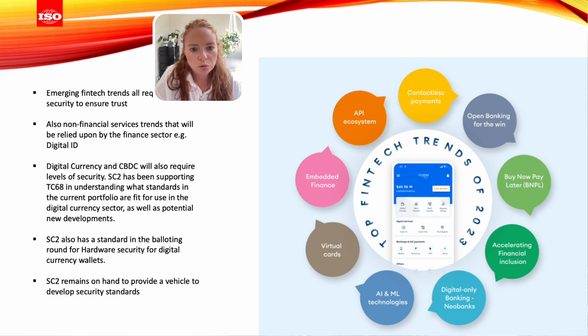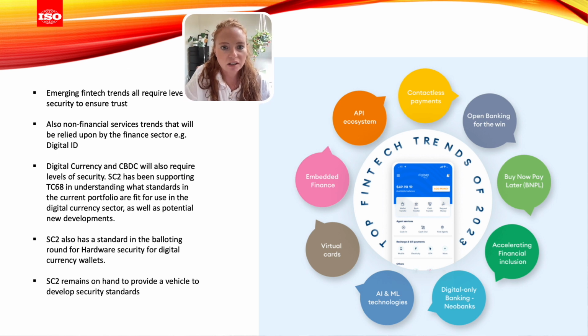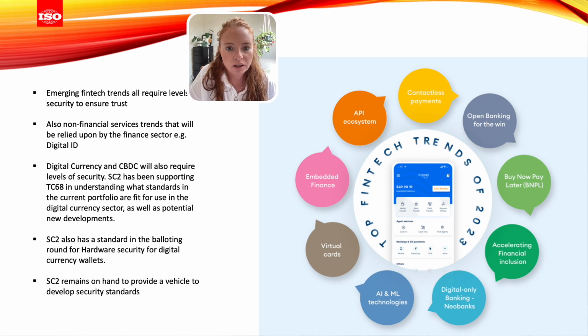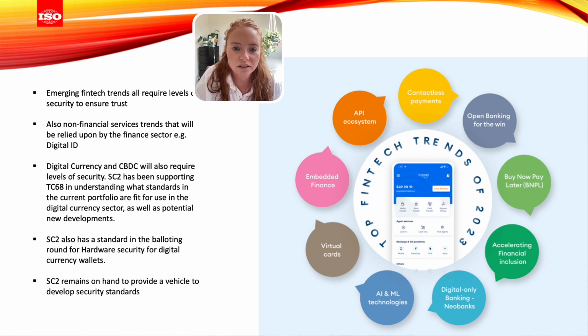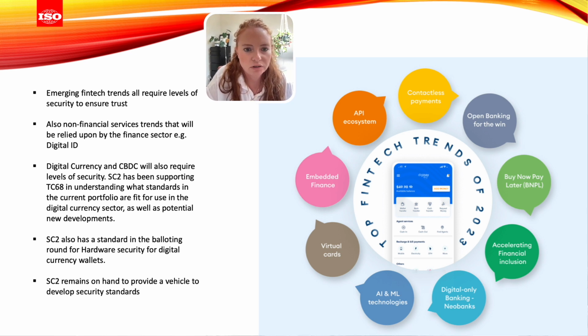So it's really, really important that SC2 and TC68 more generally stay on top of the trends that we're seeing in financial services and stay available and ready as a vehicle to support standardization when appropriate. A lot of these are maybe a little too immature to develop international standards in that space. But we want to make sure that we're on top of these trends so that we can respond with relevant standards as appropriate. So particularly non-financial services trends around digital ID, SC2 looks at how we might support that from the financial services application of that.